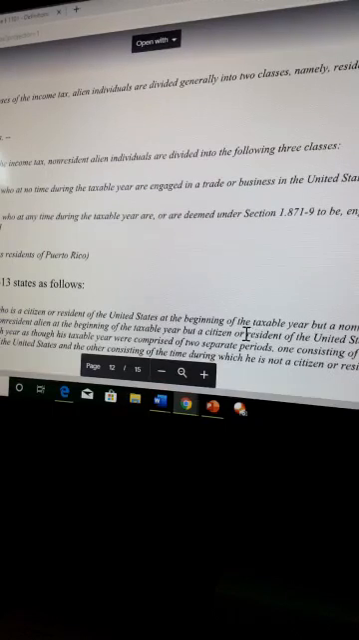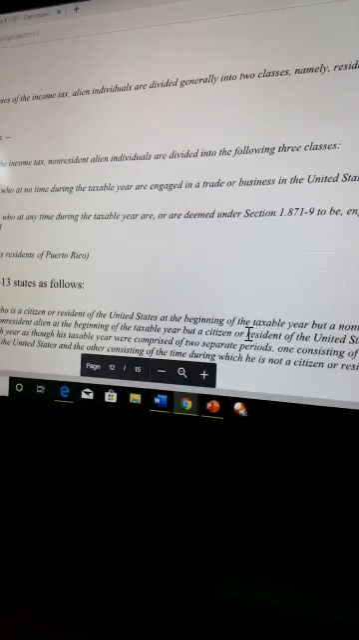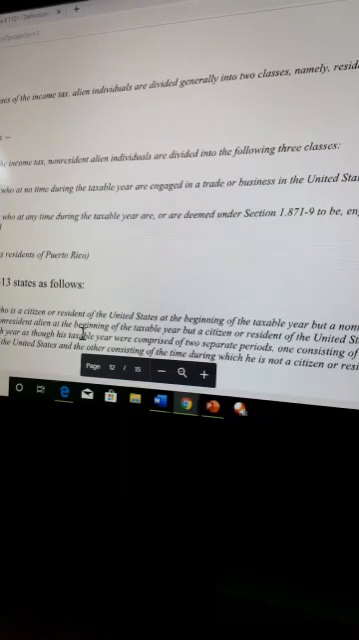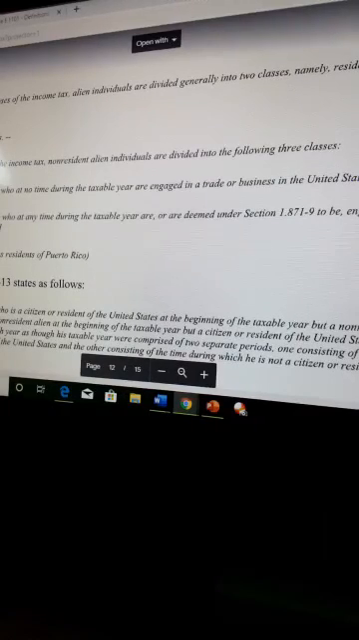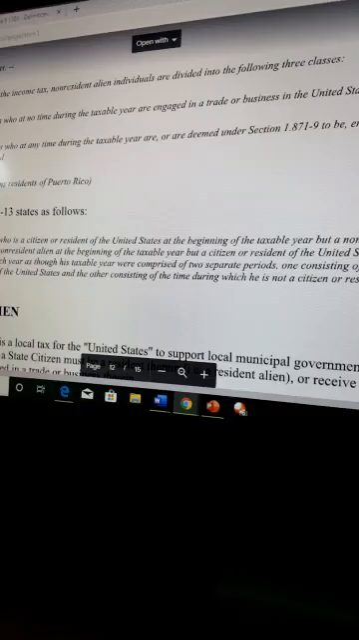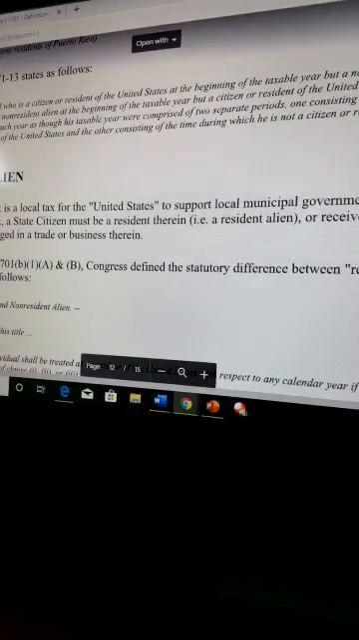And remember, resident is your telltale sign that you're back within the confines and the jurisdiction of Washington, D.C., all right? States at the end of the taxable year is taxable for such years as though his taxable year were comprised of two separate periods, one consisting of the time during which he is a citizen or resident of the United States, and the other consisting of a time during which he is not a citizen or resident of the United States. Isn't that interesting? Non-resident alien.